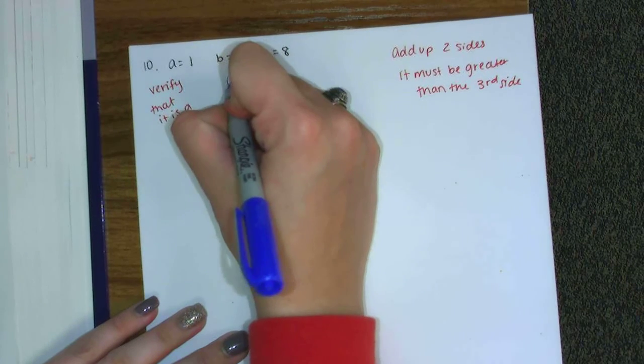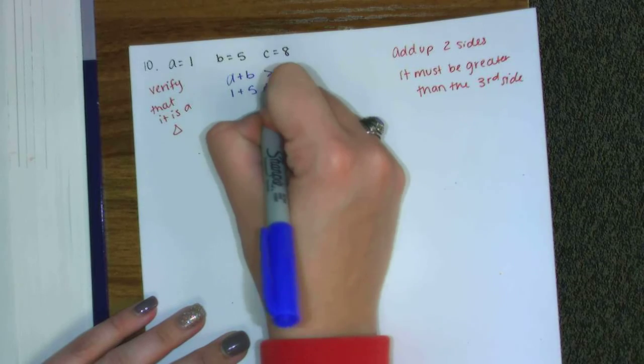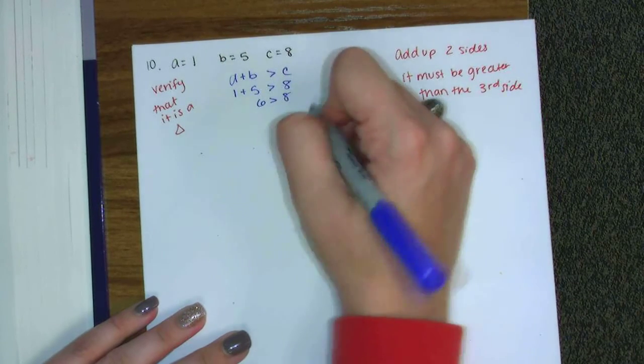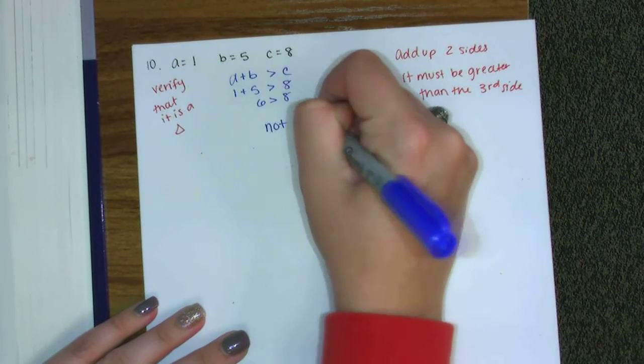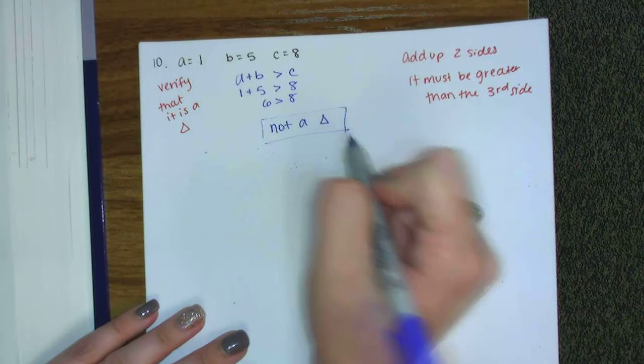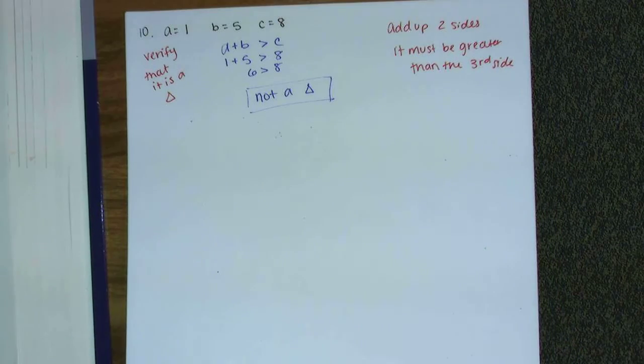So A plus B needs to be greater than C. So 1 plus 5 greater than 8. 6 greater than 8, not true. Therefore, it is not a triangle. No triangle is formed there. So that's all you'd have to do for ones like that. And the ones you'll have for homework, you will have two that are not possible.